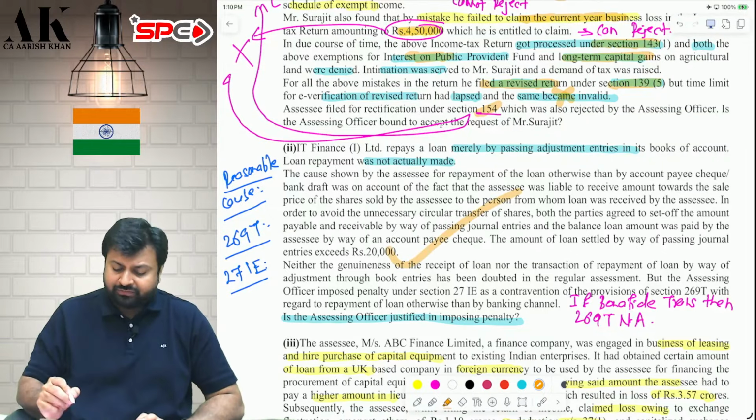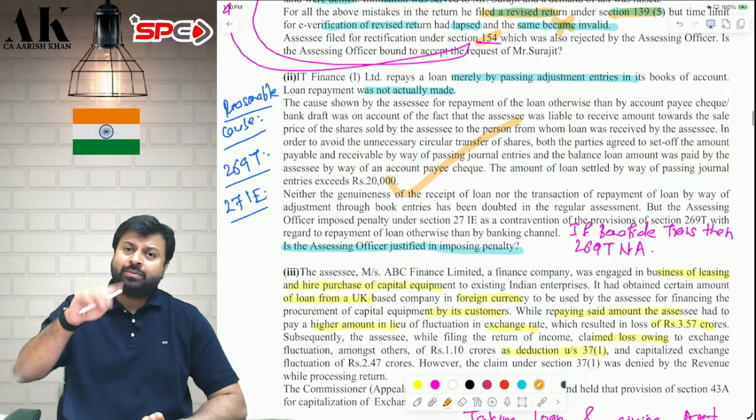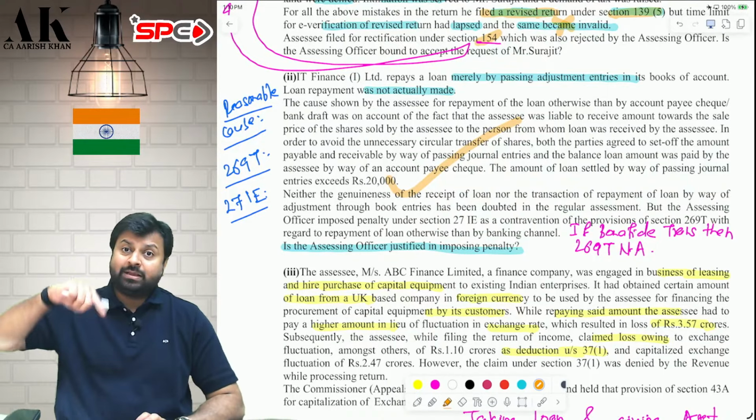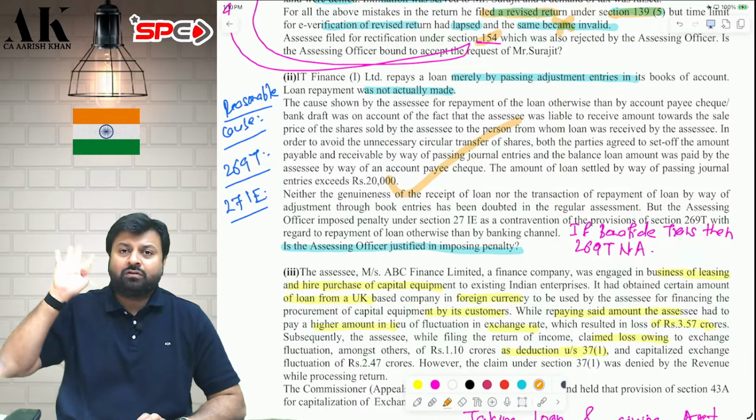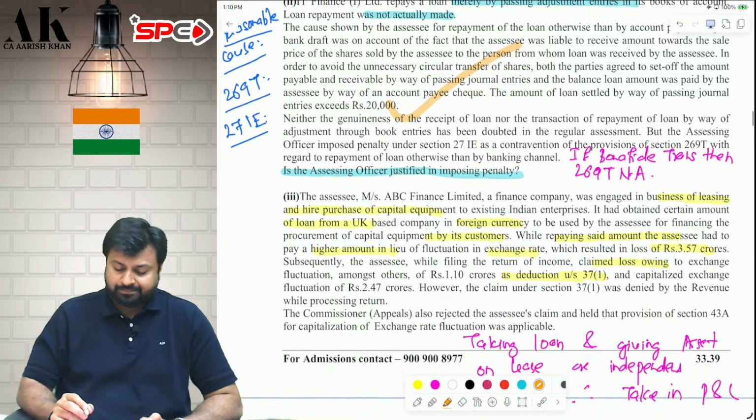I hope it is clear to all of you. It is not necessary that you should make the payment by the 4 modes only. You can make the payment by modes other than the 4 modes also, provided you prove that it is a genuine transaction. There was no intention of evasion of any tax.